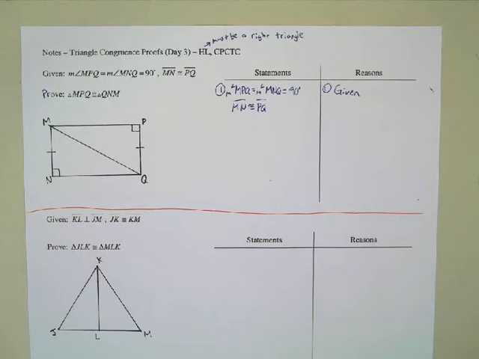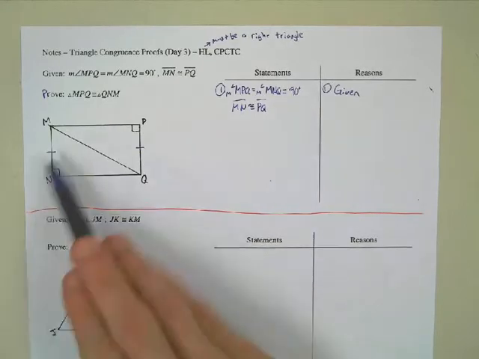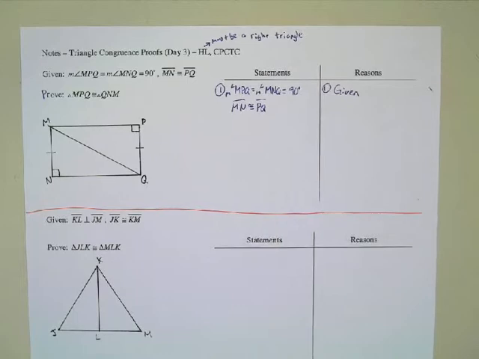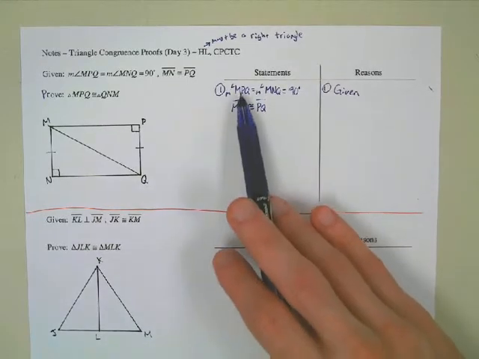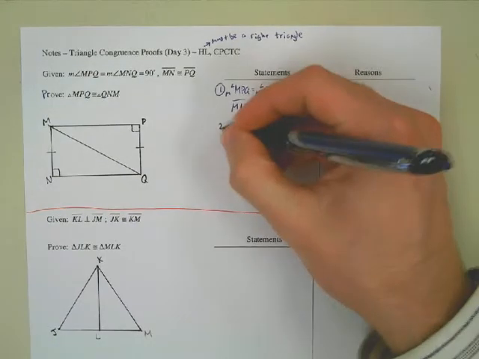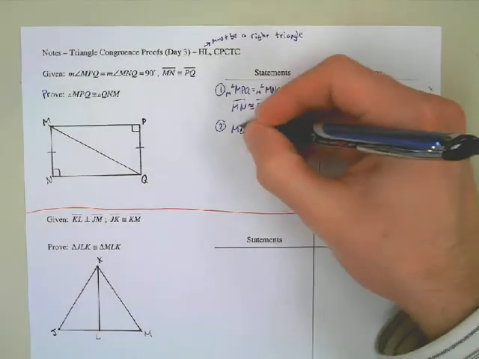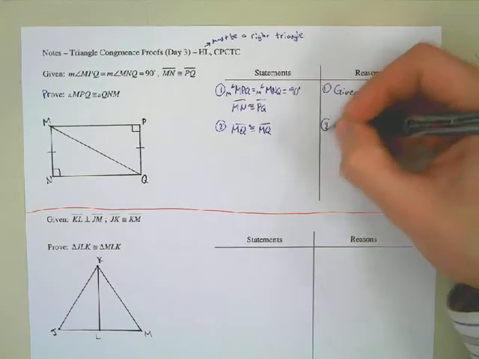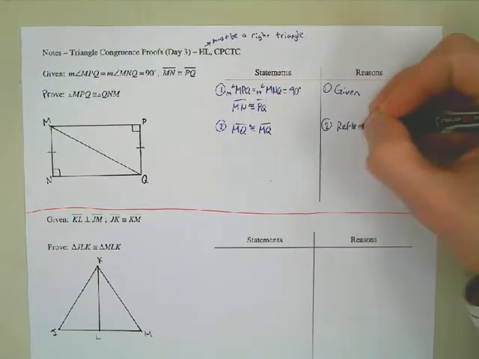So let's see here. Melissa, do you see any other congruences that we could list here? We already have one congruence. MN is congruent to PQ, and technically we have two congruences because we have the 90 degrees. So what's another congruence we could list here? There you go, exactly right. And what's the reason that we can say that something is congruent to itself? Reflexive property. You got it, Melissa. Good job.